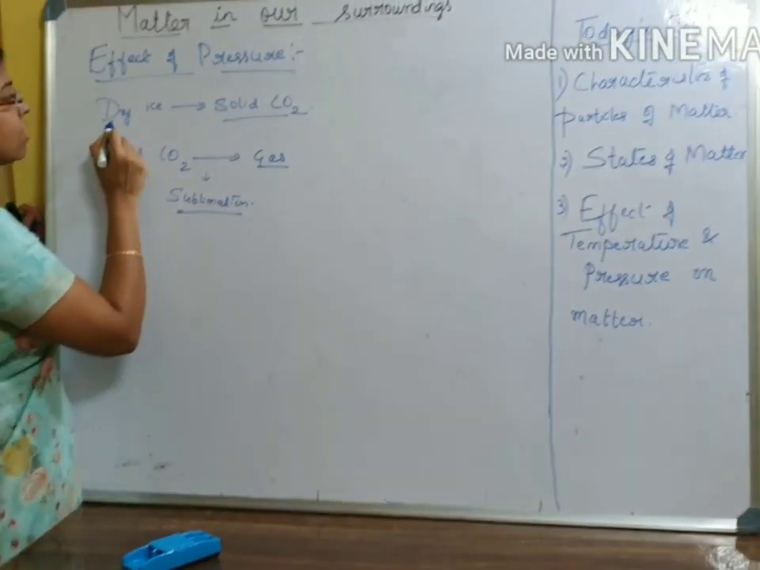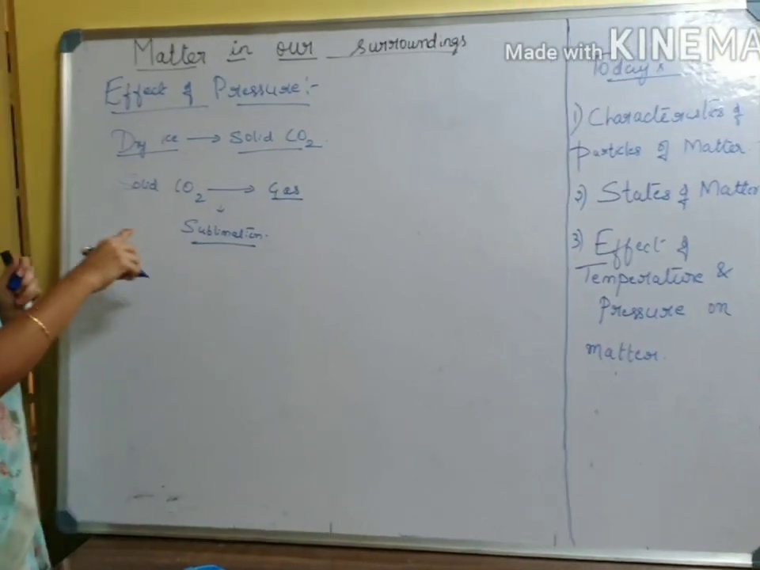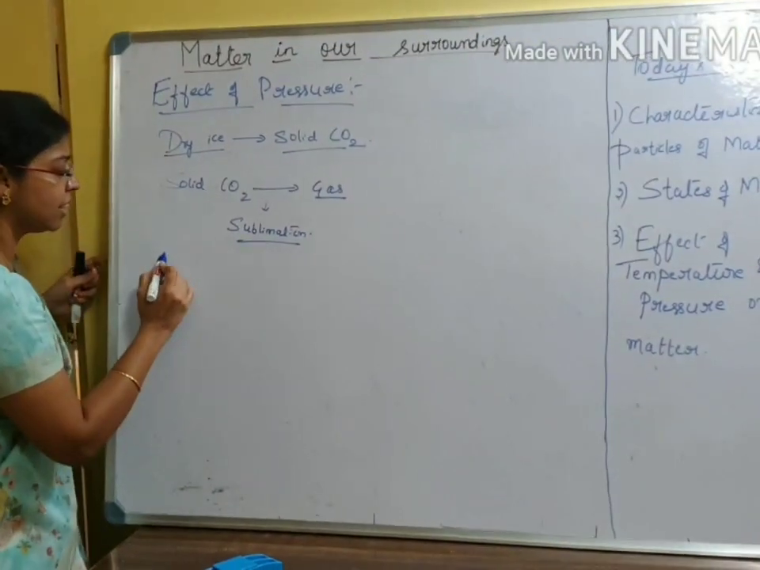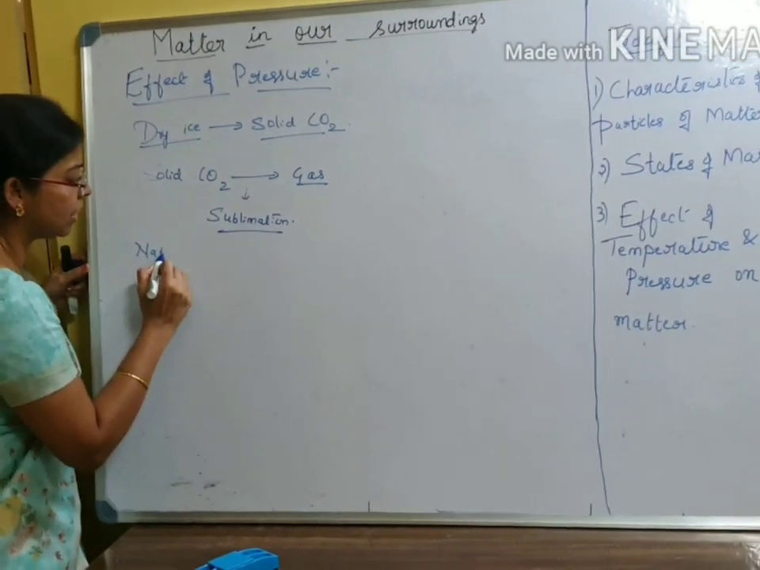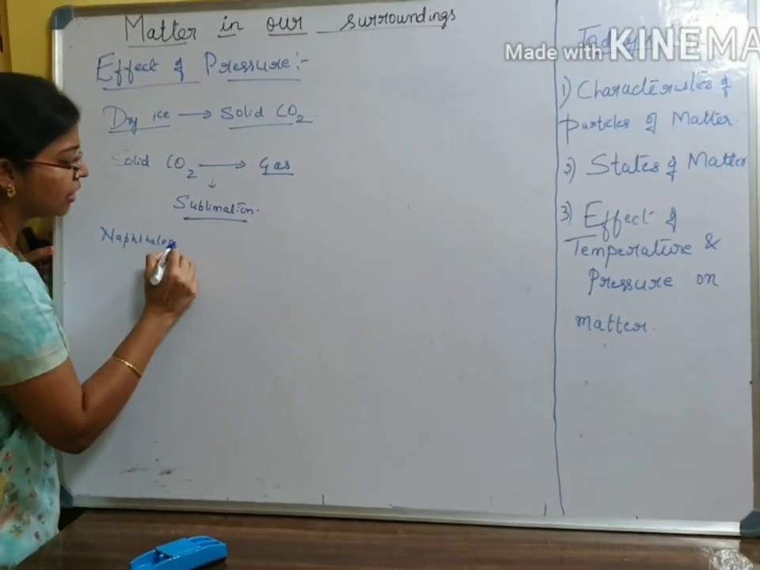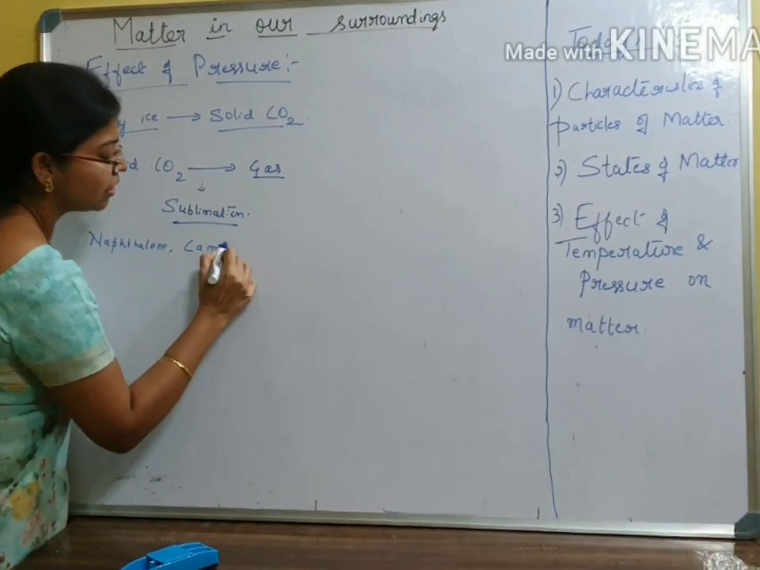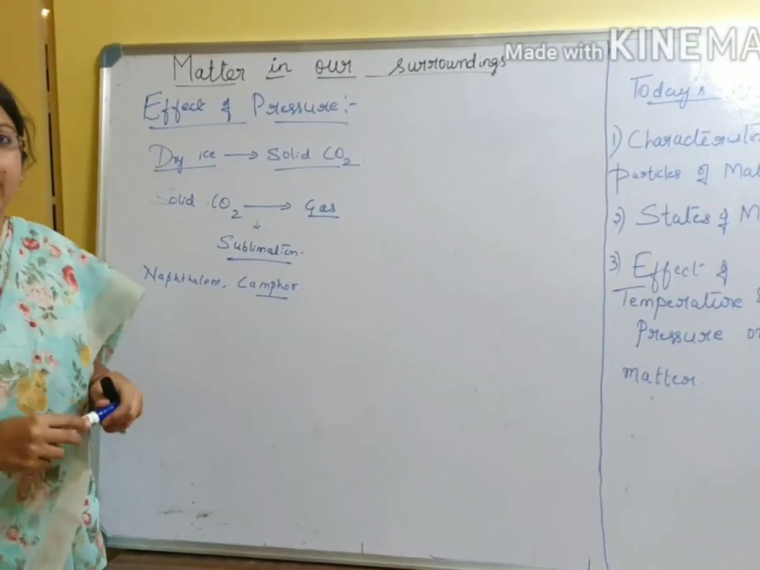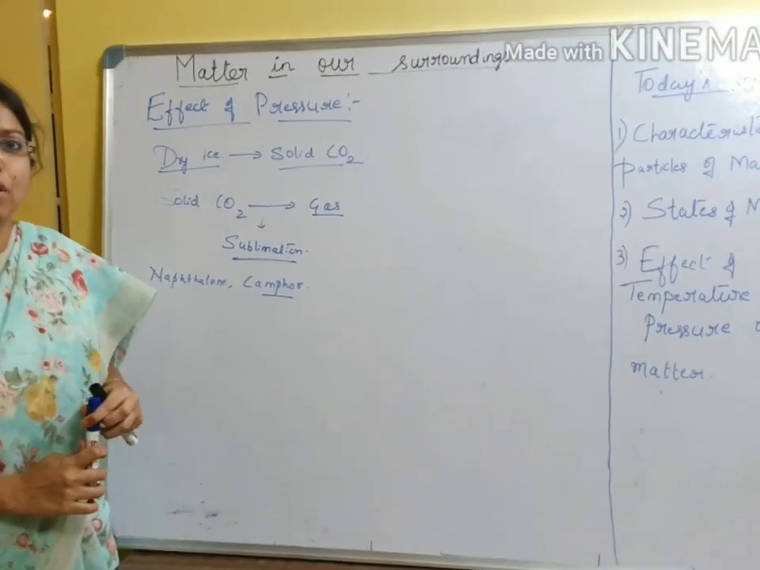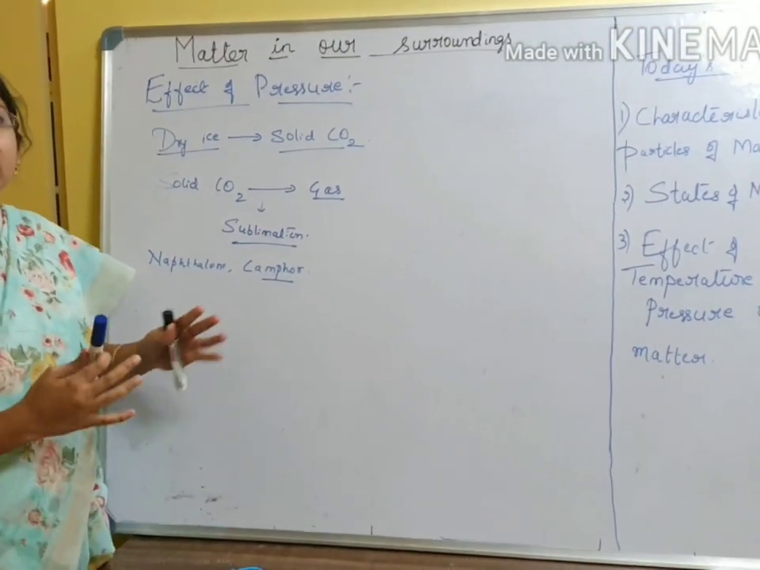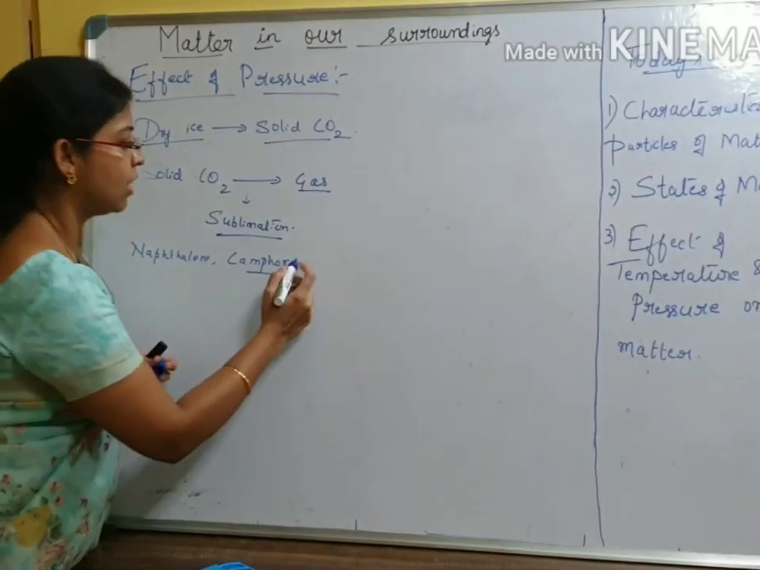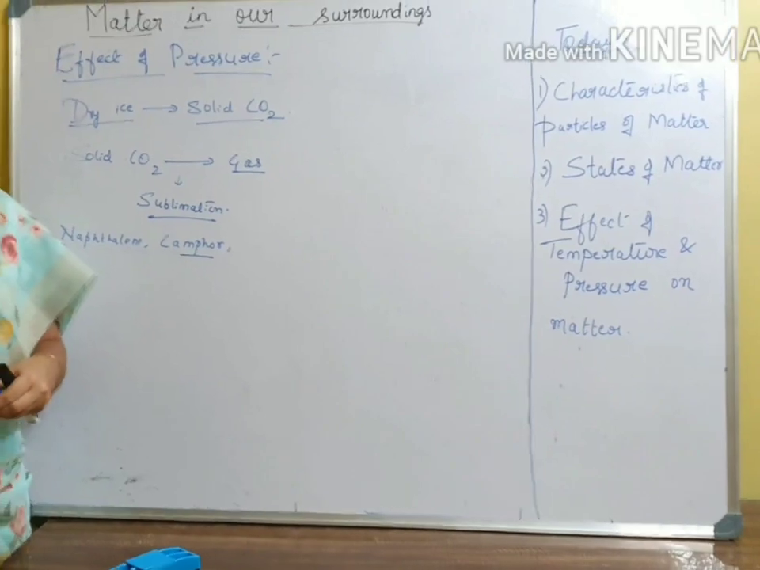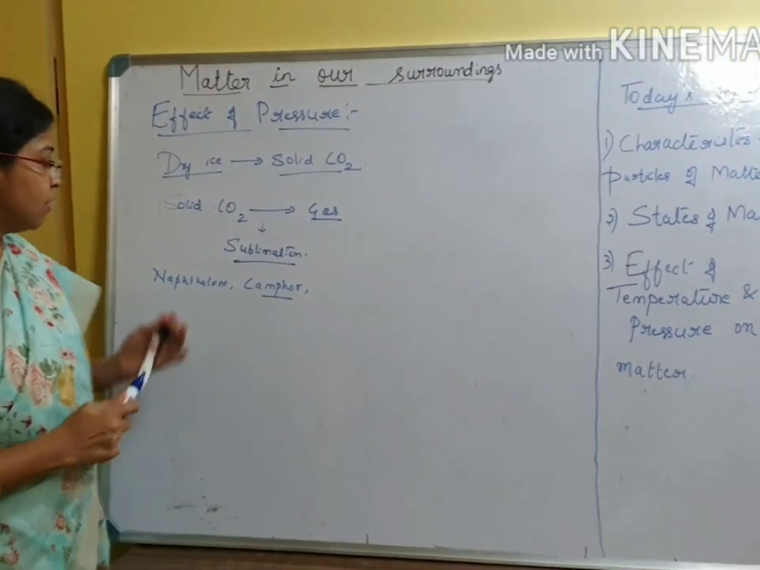So dry ice or solid carbon dioxide is one of the examples of sublimable matter. There are other examples like naphthalene, camphor. So you all know camphor, karpura, when it is exposed to air, it is directly evaporated into gas, right? So there is no liquid form for that. So dry ice, naphthalene, camphor, they are all examples of sublimable matter.